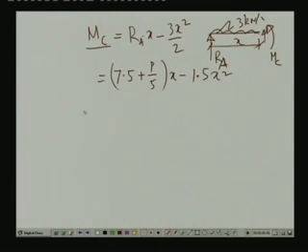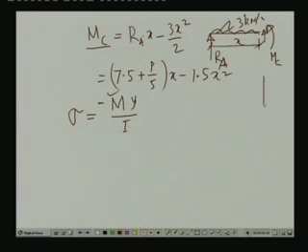Now, as we know, sigma is equal to M y by I, or rather sigma equals minus M y by I. Now, here M is positive and y also is positive. So, the top will have the compressive stress.